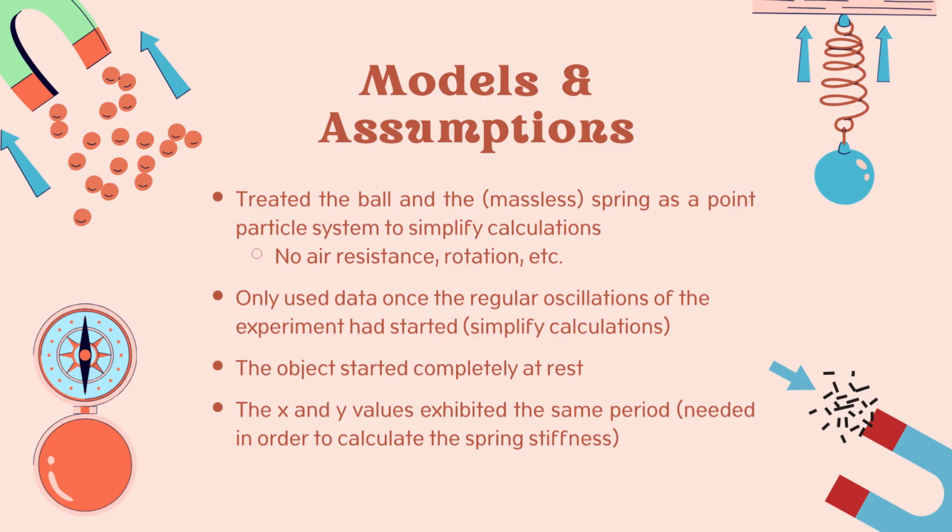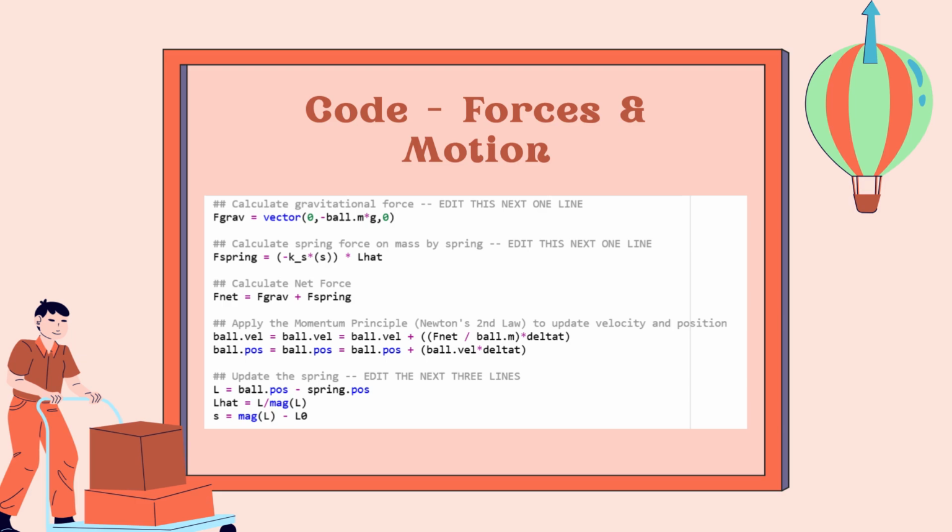For one, I treated the ball and the considered massless spring as a point particle system to simplify calculations. Thus, there was no air resistance, rotation, etc. considered. I only used data once regular oscillations of the experiment had started to simplify calculations and remove error from the initial position where the experimenter was still moving the mass. I assumed that the object started completely at rest and that the x and y values exhibited the same period, as I needed this in order to calculate the spring stiffness.